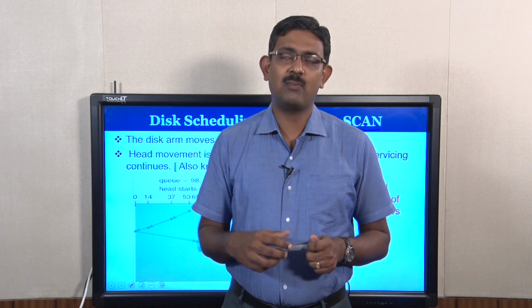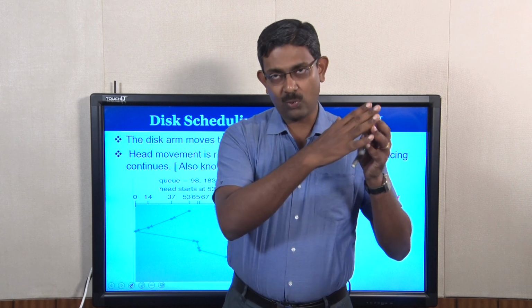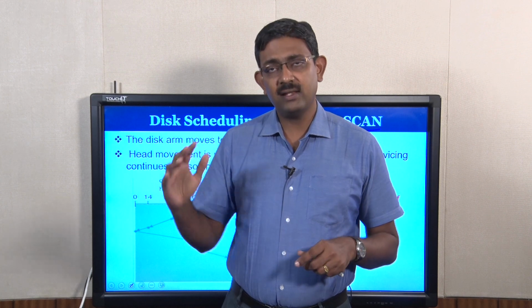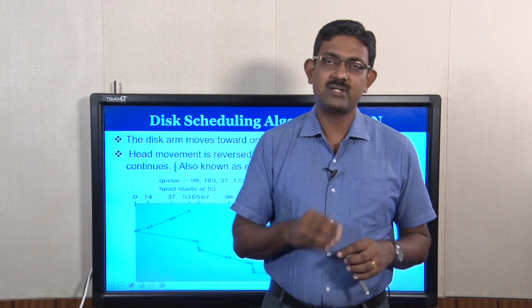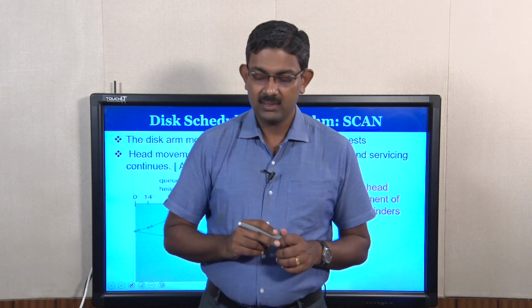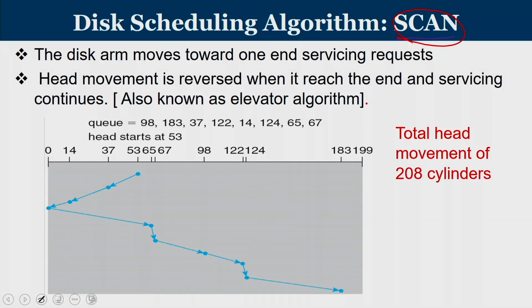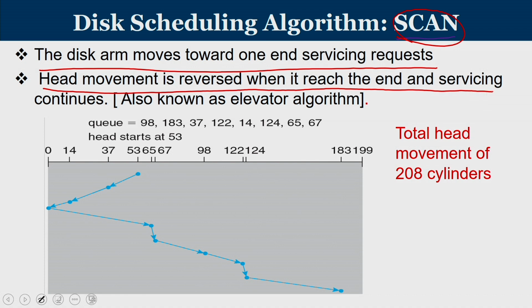So, can you reduce the number of U-turns? Can you travel in one direction, try to satisfy all the requests in that direction, and then take a reverse direction and try to satisfy the rest? That is exactly what the scan algorithm is. In disk scheduling using scan, the disk arm moves towards one end serving the requests, head movement is reversed when it reaches the end, and then serving continues. This is also known as the elevator algorithm.